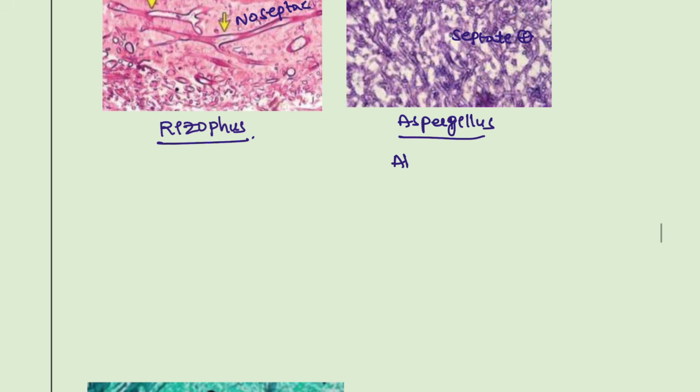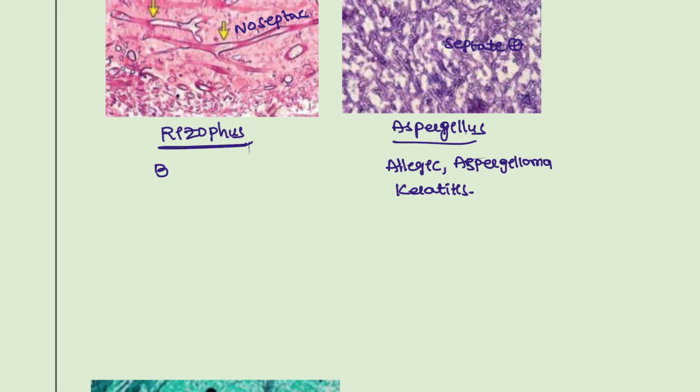Aspergillus can cause allergic pneumonia, aspergilloma, and also keratitis. Whereas Rhizopus, commonly known as black fungus, involves severe cases in patients suffering from diabetes mellitus or patients on steroids. These are the triggering factors. It will involve rhinocerebral infection. A very severe infection can be seen in this patient.